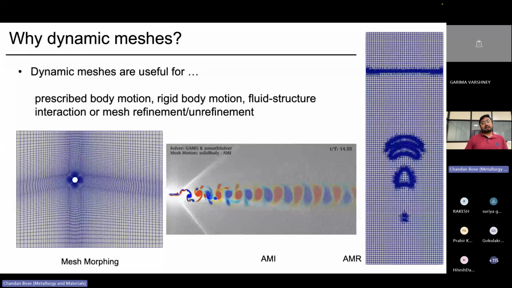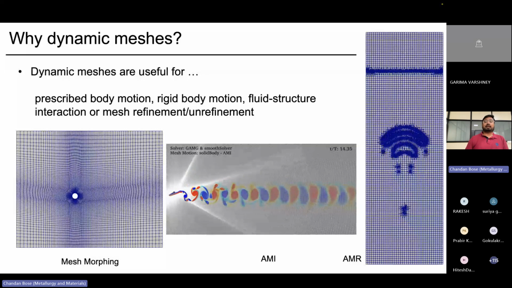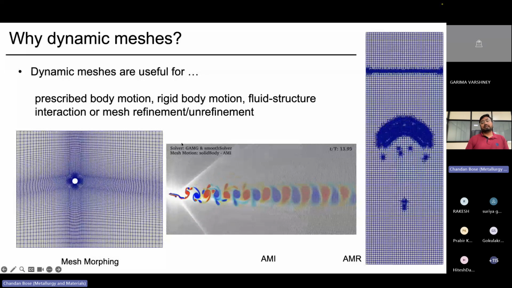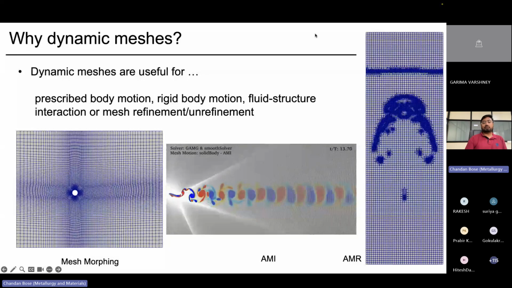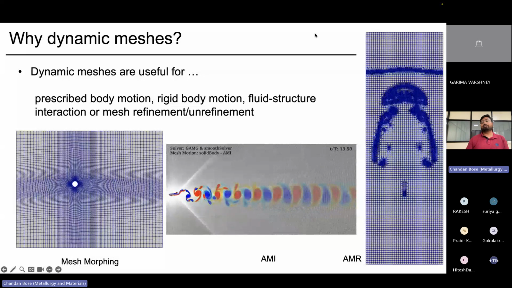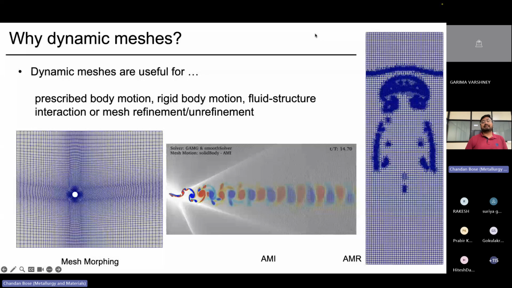We need these dynamic meshes to simulate fluid structure interaction problems. And also we need them, as you have seen in the previous training and the previous talk, for adaptive mesh refinement based on a scalar variable.